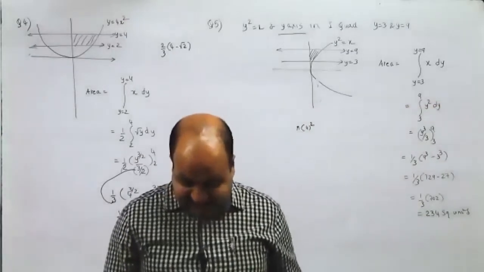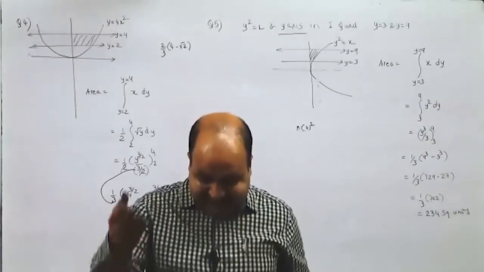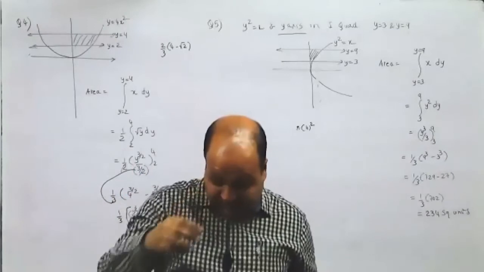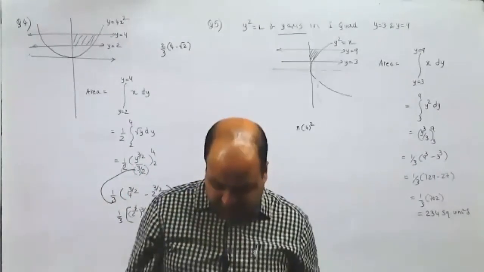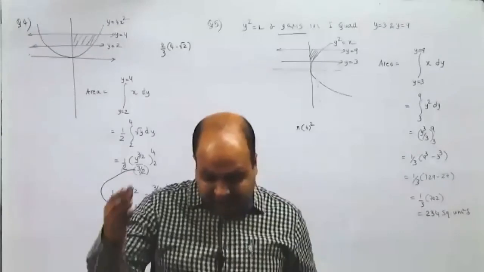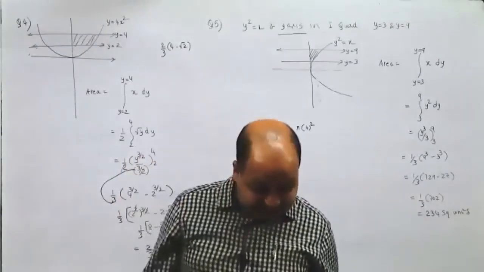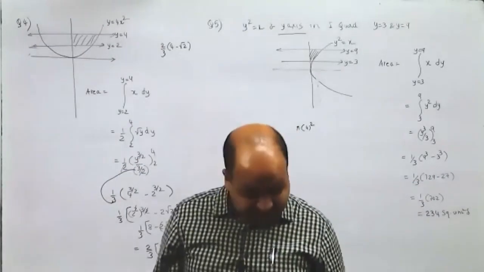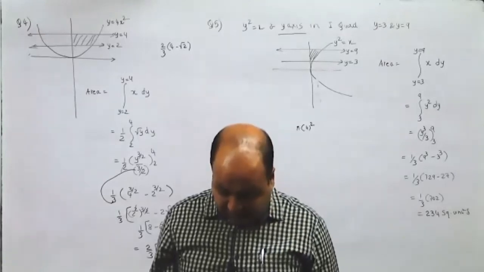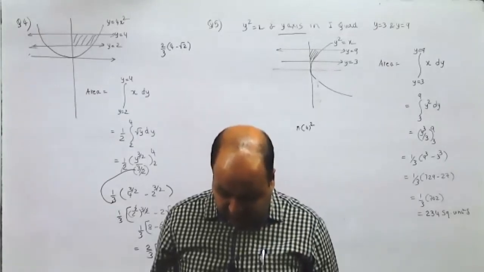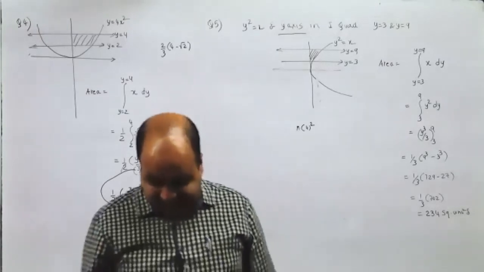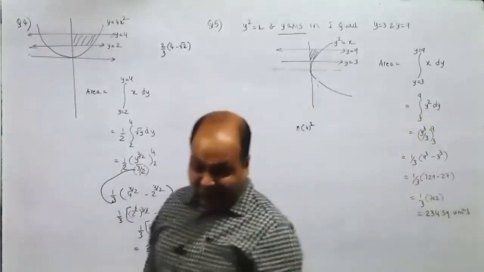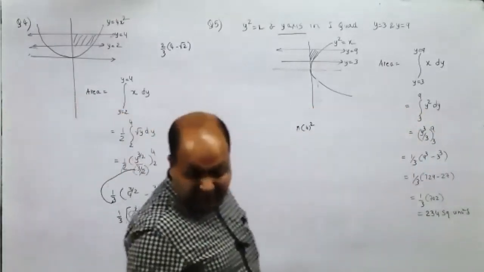In fact, question number 3 of miscellaneous, the second part. It should have been the integral from a to b of f of x dx minus the integral from a to b of g of x dx. So it is given in the textbook.